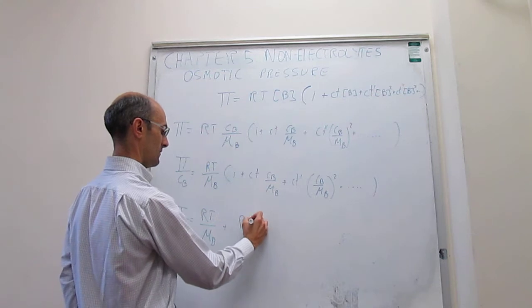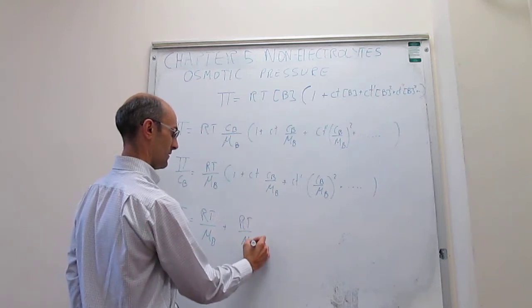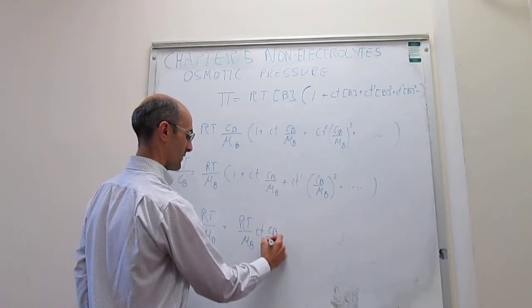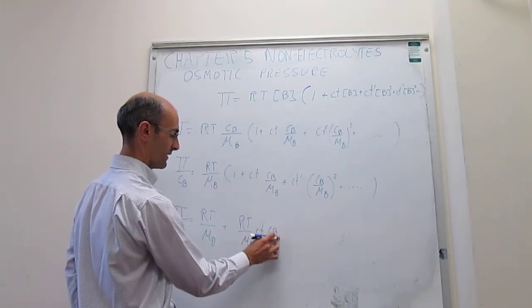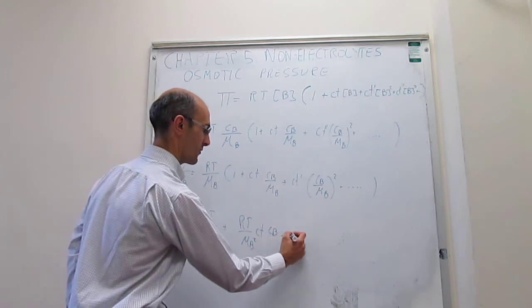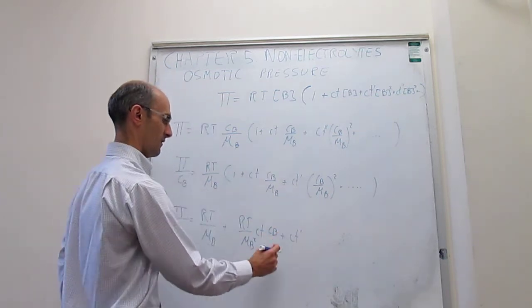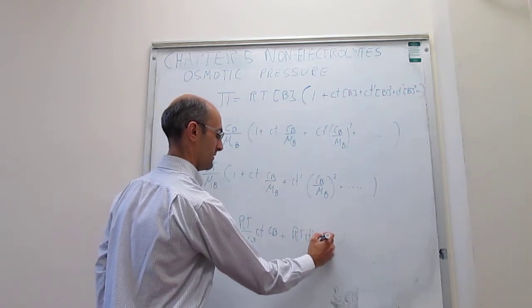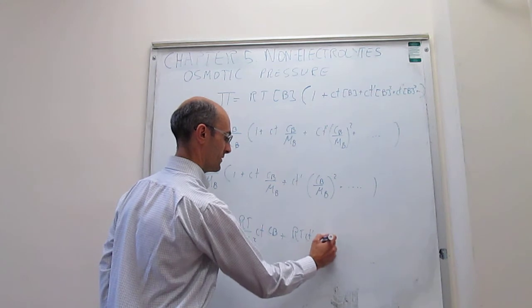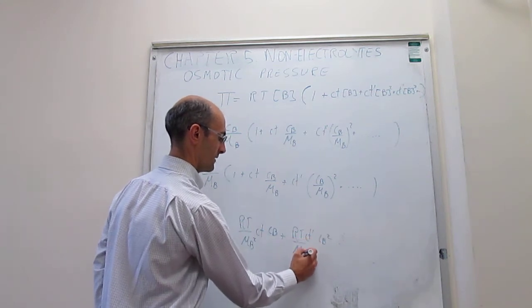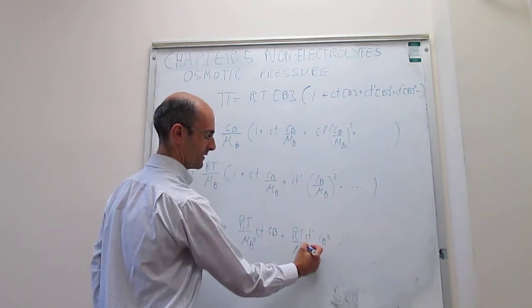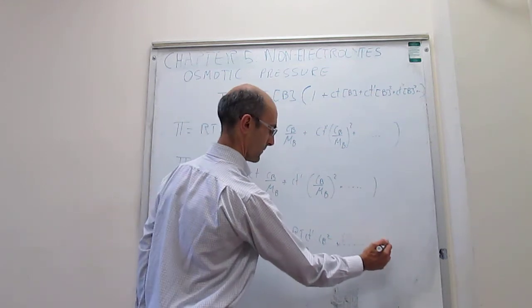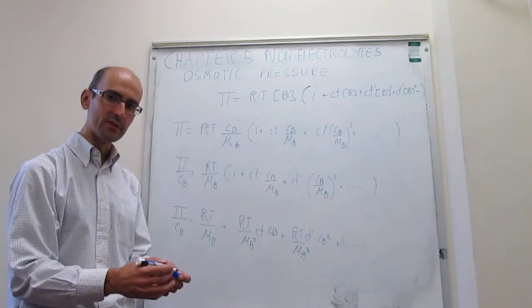Osmotic pressure over the mass concentration is equal to RT over the molar mass of B times 1 plus RT over the molar mass of B times this constant times the mass concentration of B over the molar mass of B, so that will be molar mass of B squared, and then we'll have this constant prime times RT times the mass concentration of B squared divided over the molar mass of B cubed, plus all of these terms. Okay? And again, that expansion would continue until infinity.